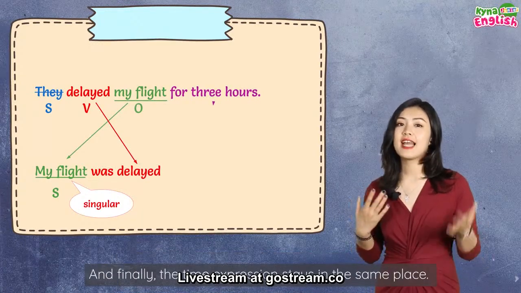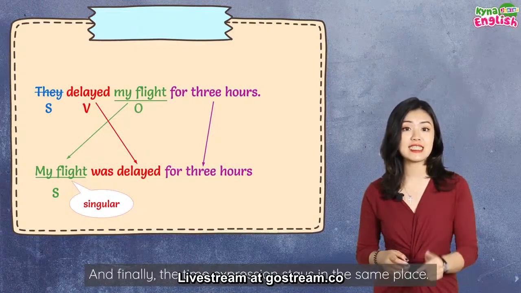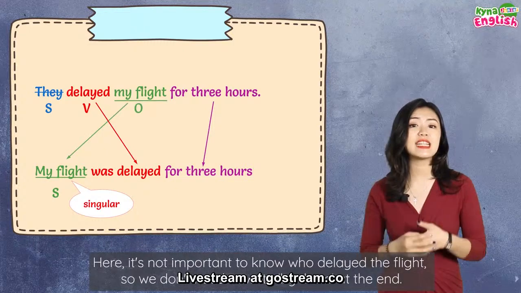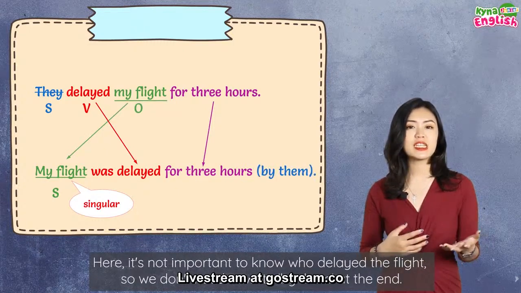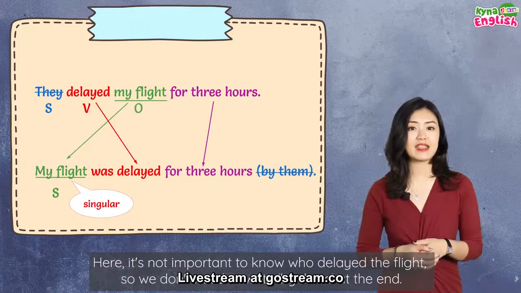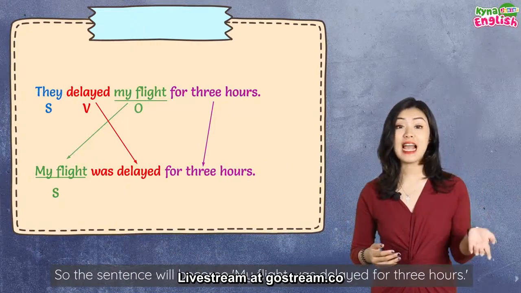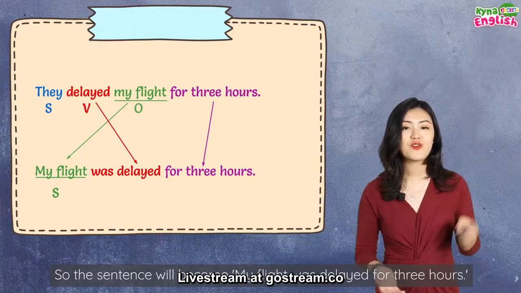And finally, the time expression stays in the same place. Here, it's not important to know who delayed the flight, so we don't need to write by them at the end. So the sentence will become, my flight was delayed for 3 hours.